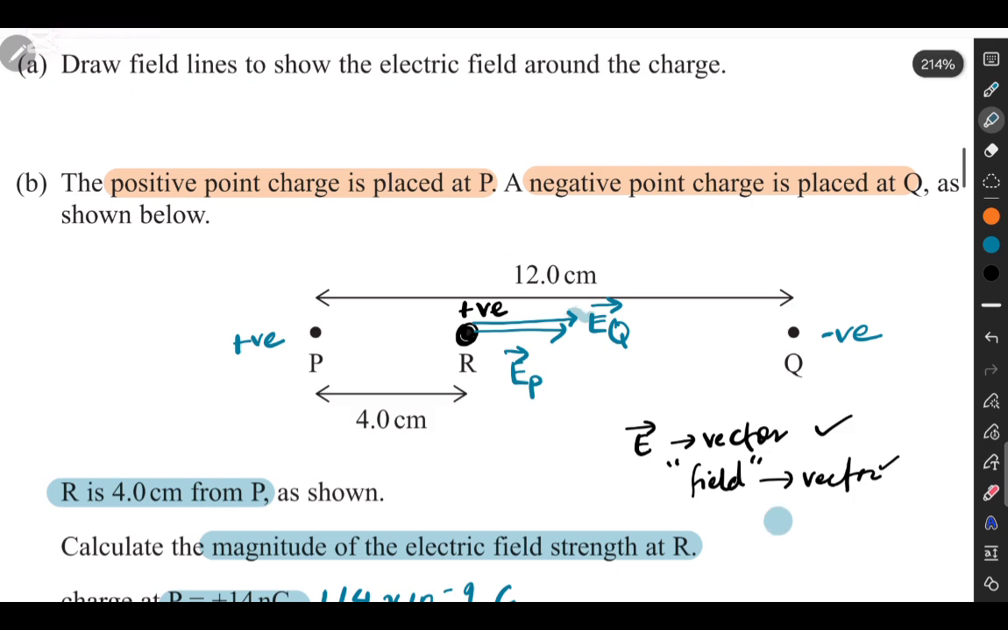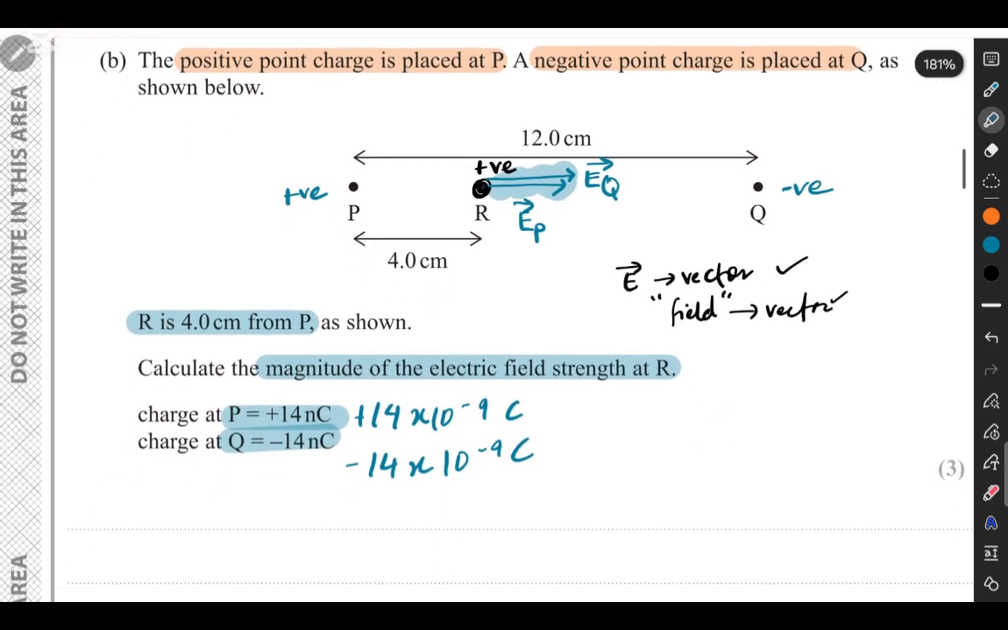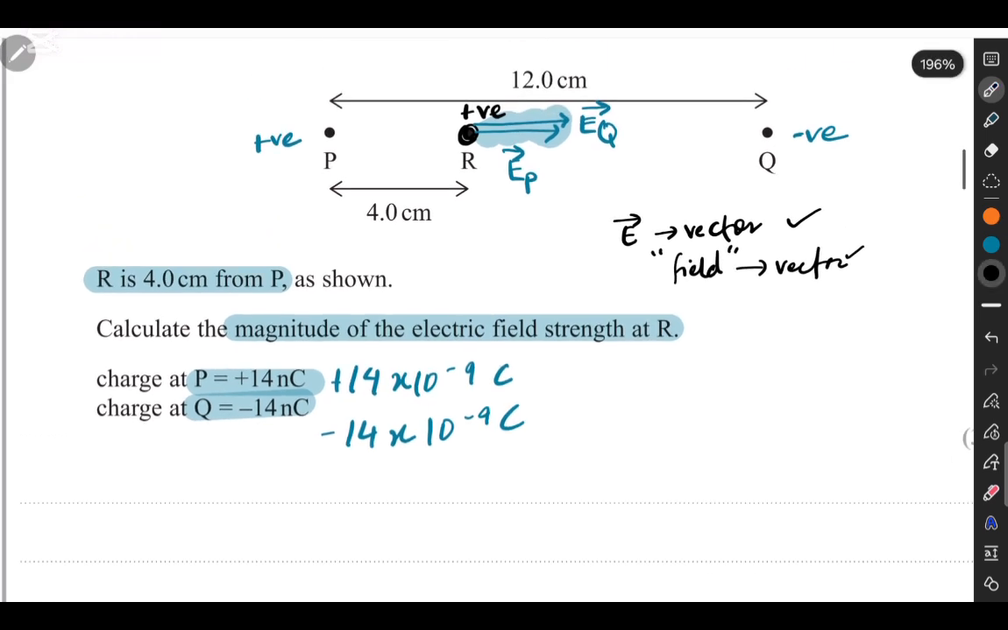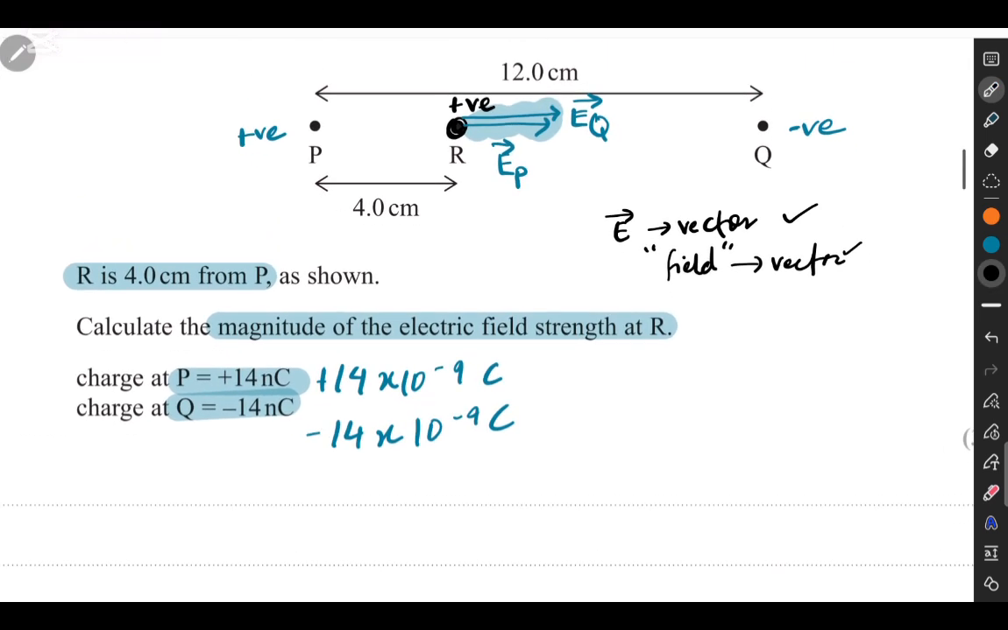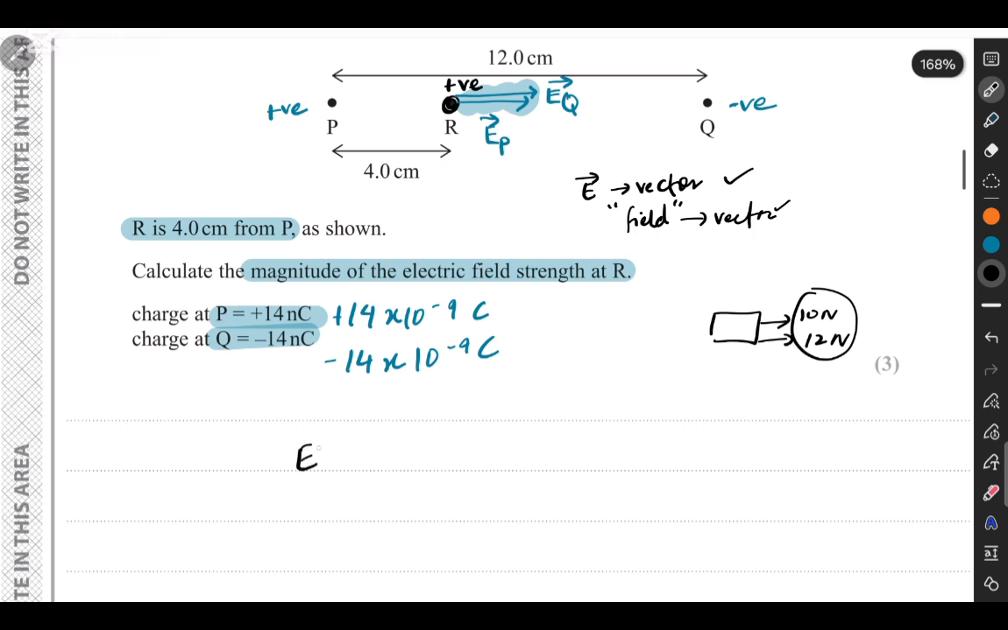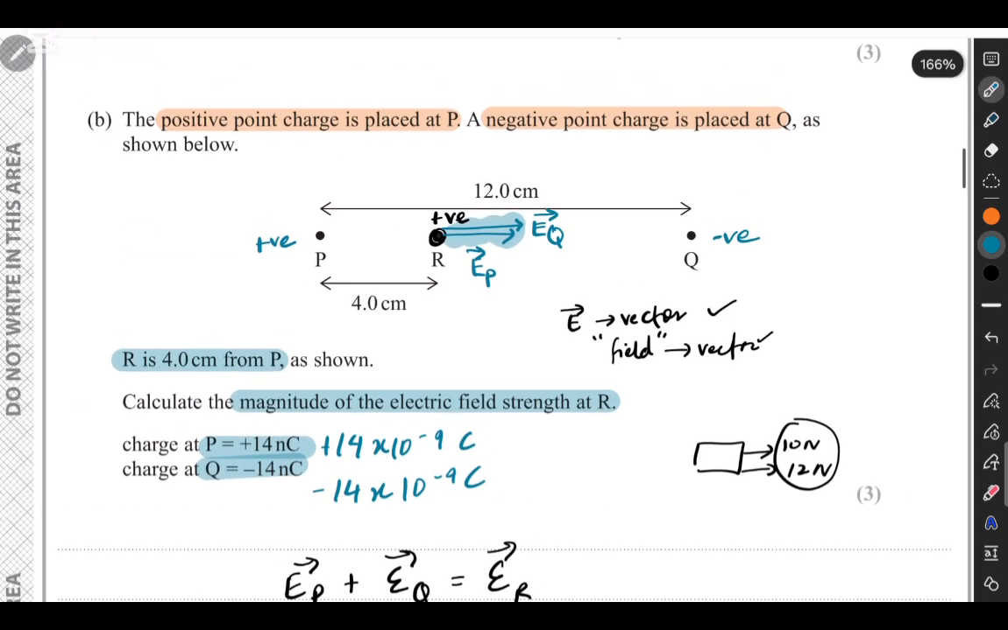Now, you know how vectors work. If they're in the same direction, they will add up. Opposite directions, they'll cancel out. This is something very basic. If you forgot this, I recommend you go back to unit 1 and see vectors there. How we used to do them with forces when they act in the same direction, 10 Newton, 12 Newton, we add them up. Same thing. So electric field due to P plus electric field due to Q will give you the electric field at R.